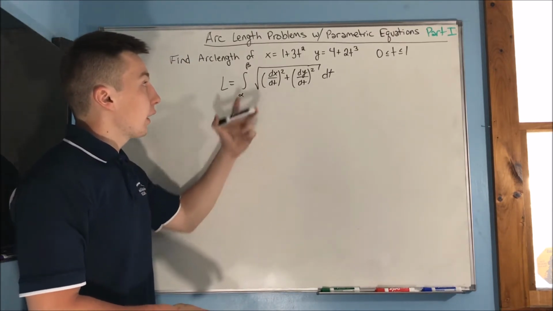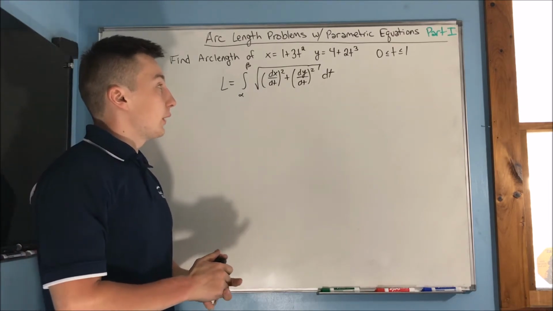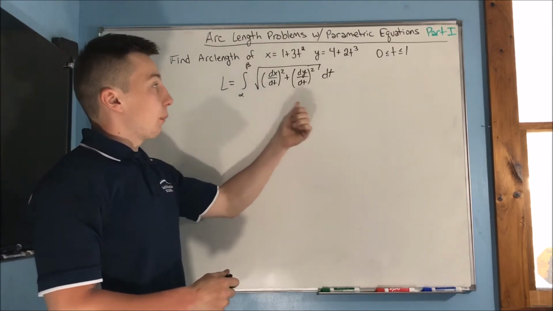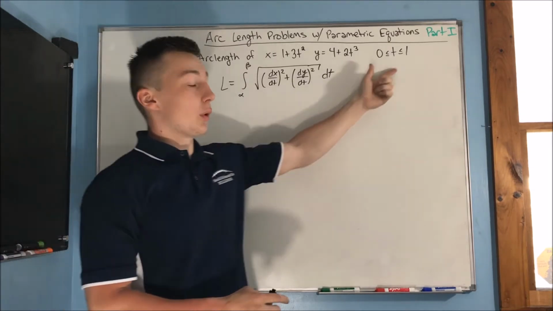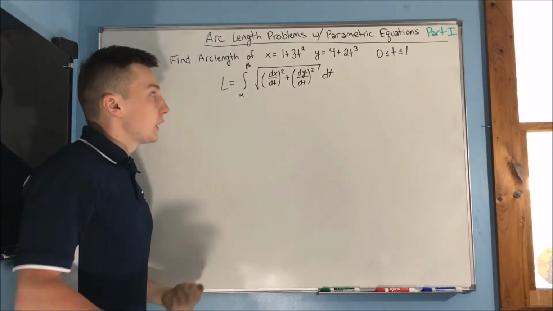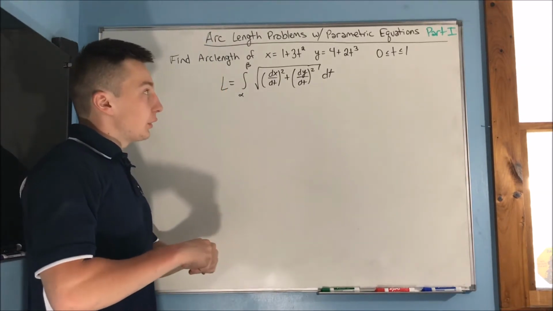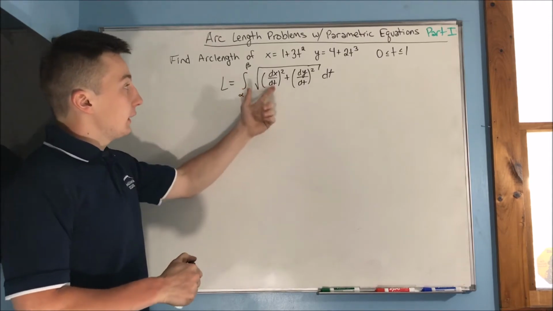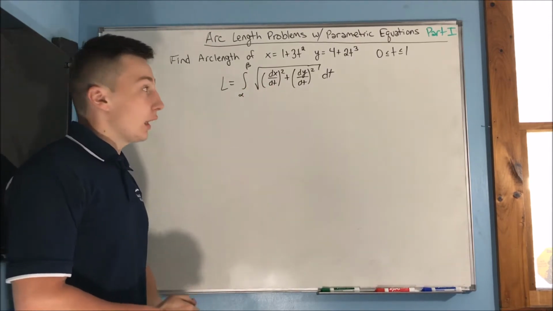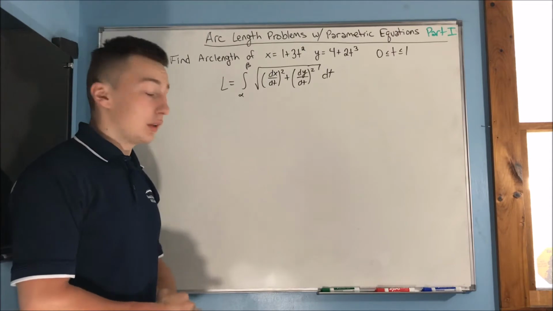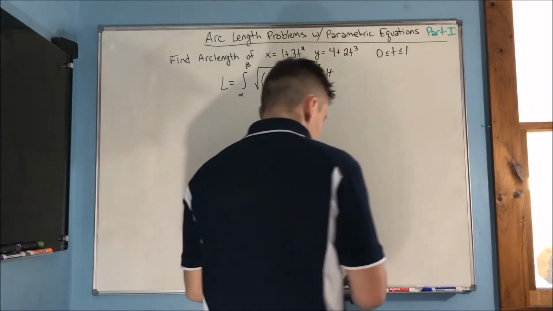We need to find the arc length of x equals 1 plus 3t squared, y equals 4 plus 2t cubed from 0 to 1. Okay, so not anything too crazy here, alright? We need to find dx dt and dy dt, alright? And we already have our bounds, that's 0 to 1, right? We're given that in the problem.